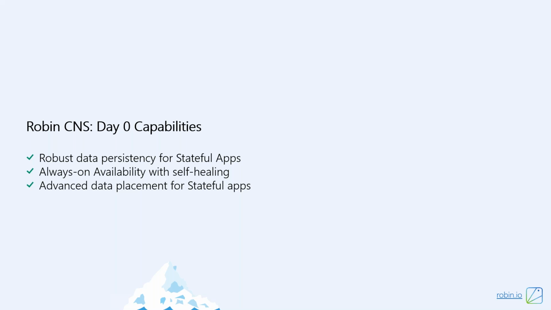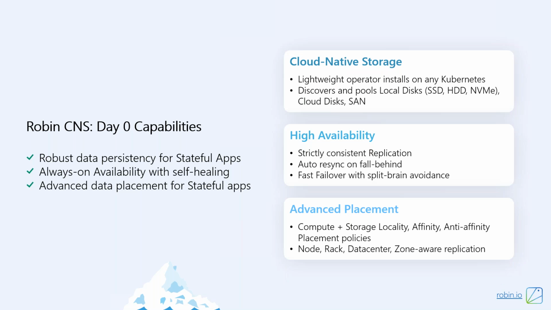Like I want data locality. I want compute storage affinity for my Postgres database to make sure its performance is optimal. So all of those things are needed at the time of deployment on day 0. And Robin provides you just that, right? So for storage, it's basically a cloud native storage, like I said. It's a lightweight operator that installs on any Kubernetes. It installs pretty quickly, and it discovers all the local disks and even cloud disk or SAN systems to make sure we create a common pool of those resources to create a storage system for you.